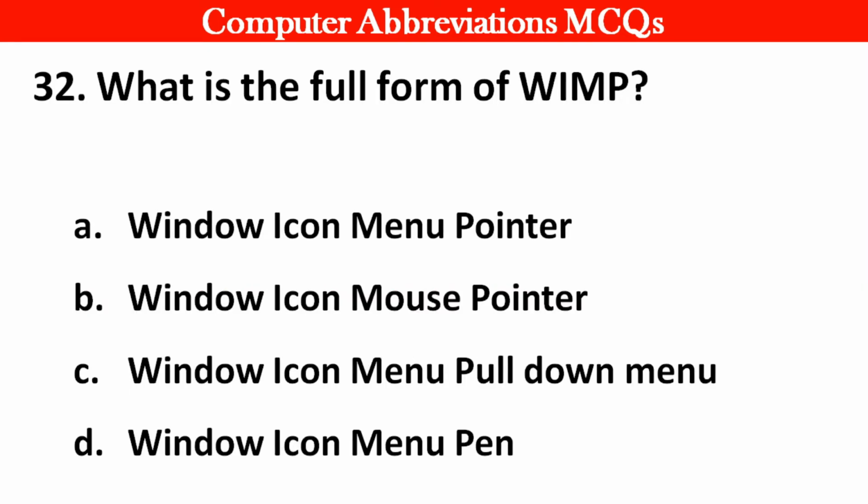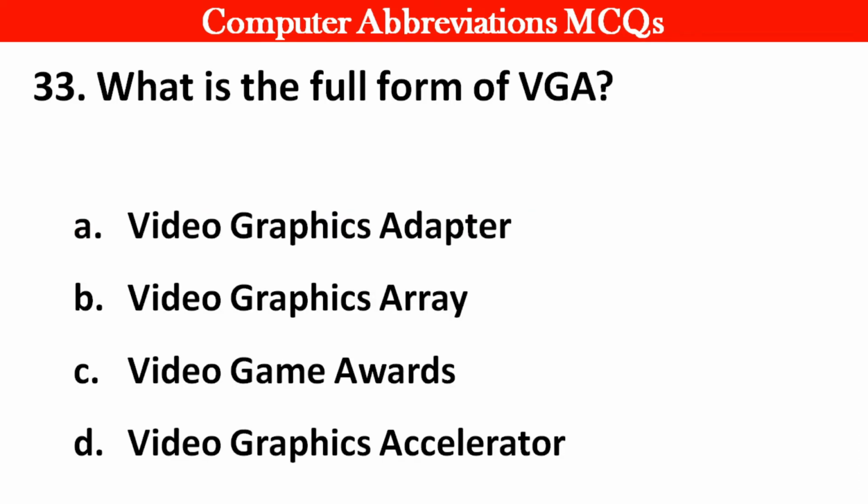Next question. What is the full form of WIMP? Right answer is option A, Windows Icons Menu Pointer. Next question. What is the full form of VGA? Right answer is option B, Video Graphics Array.